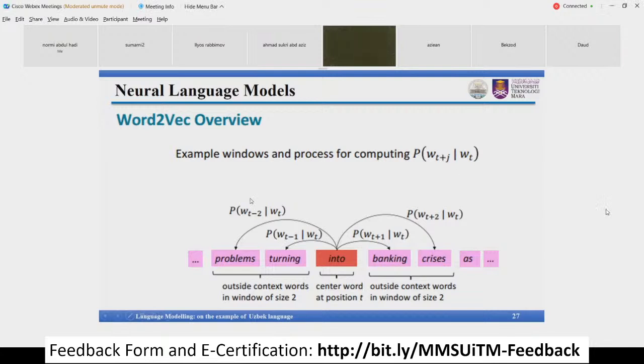Word2Vec overview. Example of windows and process for computing probability. This is the center word at position T, and this word is also called target word or middle word. The outside words are context words. This is context words and window size 2. Two words selected on the right, and the left side 2 words selected, and probability for each word will be calculated.